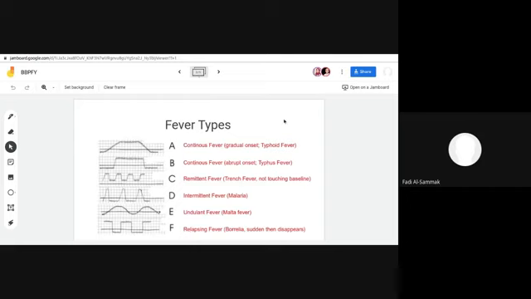So the fever types we have: typhoid fever is the continuous one, as you can see. Here this horizontal line represents the baseline temperature of a human body. The type of fever is a gradual onset in the case of typhoid fever, as you can see here. It starts below the baseline, then goes up, reaches a plateau, and then goes down gradually also.